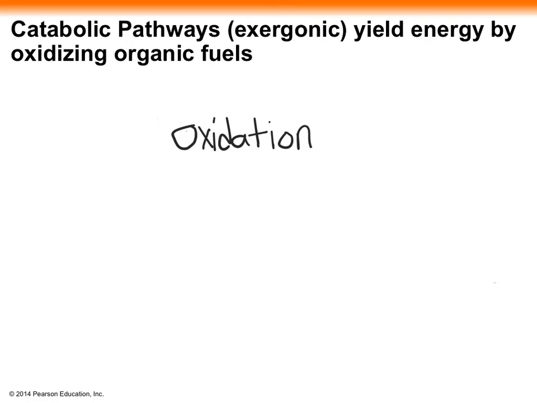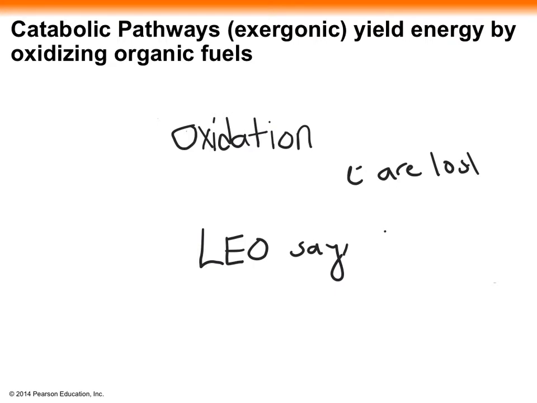Most of these reactions involve oxidation. Remember, oxidation is where electrons are lost. This is where LEO says GER comes in handy. Remember, we went over this earlier in the semester, where I mentioned that LEO is lose electrons oxidation and GER is gain electrons reduction. So that will help you remember the difference between oxidation and reduction, things that we'll be talking a lot about in the upcoming lectures.